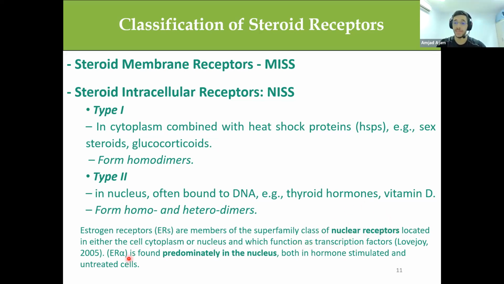The estrogen receptor type alpha is found predominantly in the nucleus, both in hormone stimulated and untreated cells. So irrespective of the binding of estrogen to its receptor, what does that mean? If the estrogen is present or not present, either way, the estrogen receptor alpha will be present in the nucleus. So if there is a hormone or there is not a hormone, doesn't matter. This type of receptor, alpha, will always be, or mostly be, in the nucleus.